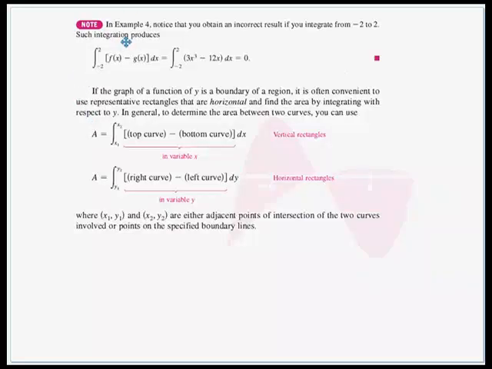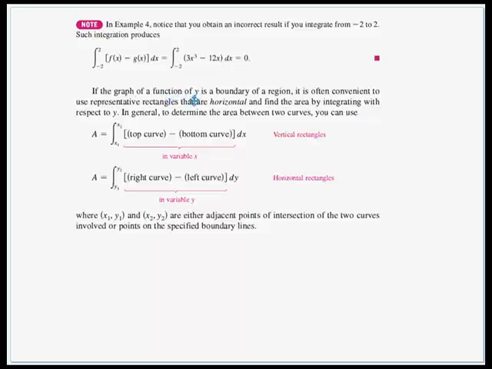Note, in this example, you obtain an incorrect result if you integrate from negative 2 to 2. If we had tried to do that example, f of x minus g of x from negative 2 to positive 2, we would have got an answer of 0.